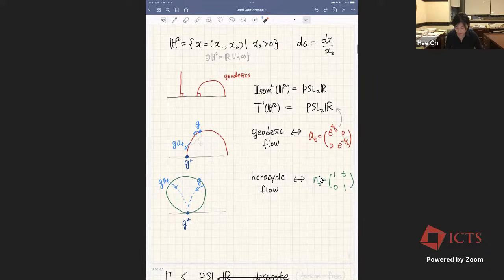And similarly, if you consider now this upper triangular matrix n_t, (1, t, 0, 1), then the right translation action of n_t on PSL2R corresponds to what's called the horocycle flow. So now for each g, we can draw this Euclidean circle, which is based at g plus. Okay, so this is called the horocycle based at g plus and passing through g. And then g times n_t is another vector on the same horocycle pointing to the same point, g plus. So this is the horocycle flow.